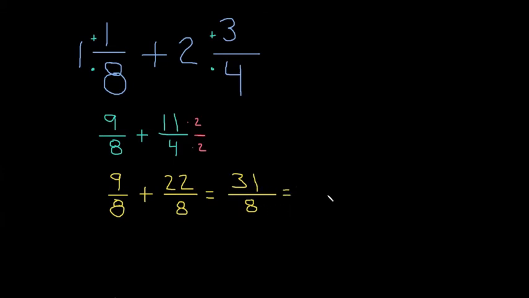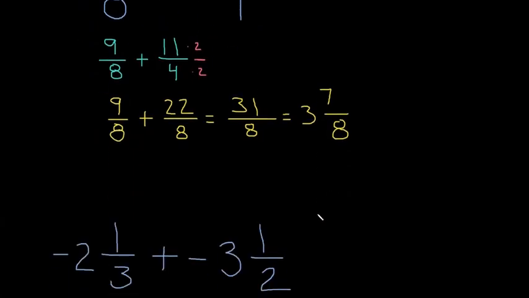How many 8s fit into 31? 5 times 8 is 40. 4 times 8 is 32, so this is going to be 3. 3 times 8 is 24, so I have 7 left over, and I keep the same denominator. And so 1 1/8 plus 2 3/4 equals 3 7/8.